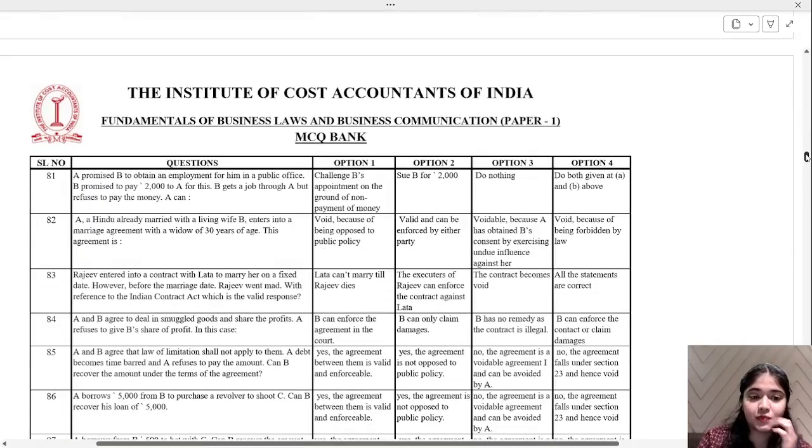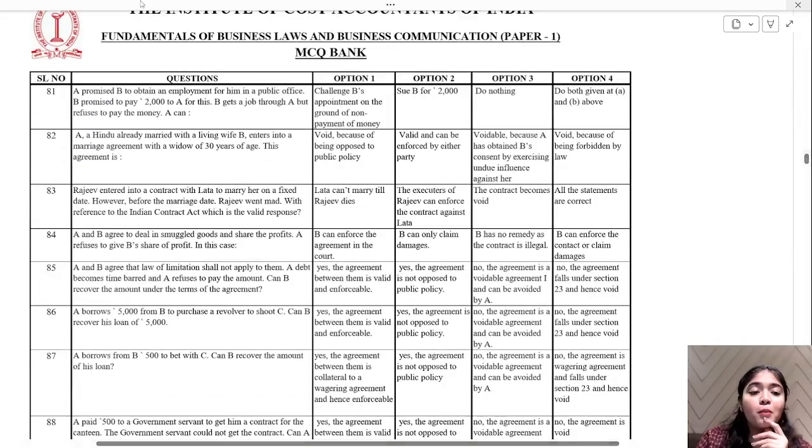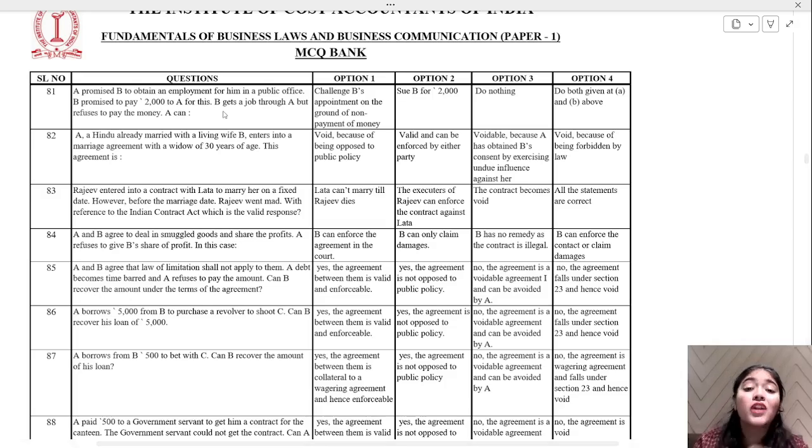Okay. Now, A promised B to obtain an employment for him in a public office. B promised to pay 2,000 to A for this. B gets a job through A but refuses to pay the money. Can he do something? He can do nothing, because getting someone a public job and then asking money for it is illegal. So you can't do anything.